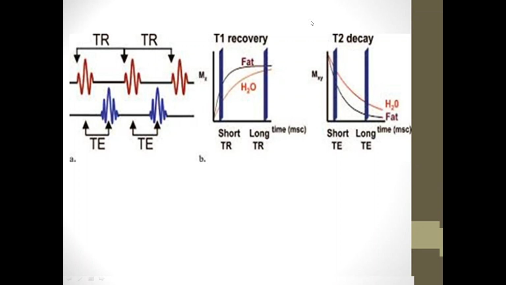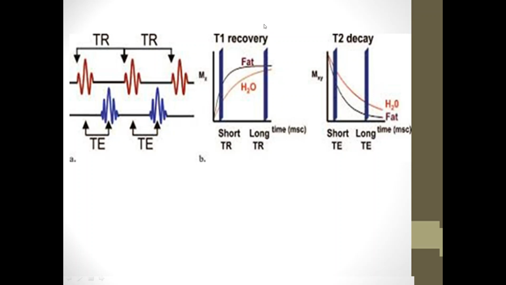But TE is important for the T2 sequence, while TR is important for the T1 sequence. So for T1 we are using short TR and short TE, but for T2 we are using long TR and long TE. This is the difference between the T1 sequence and the T2 sequence.